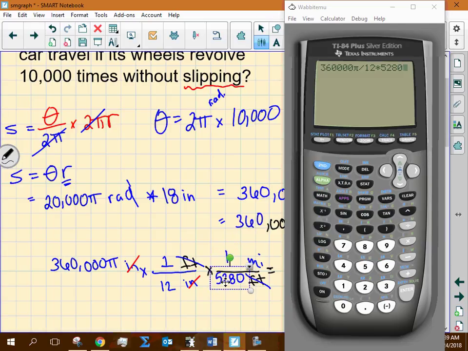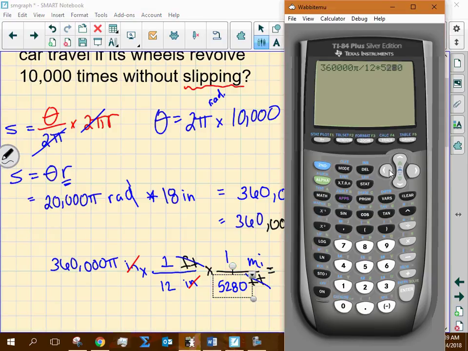And we don't want that. We want it to stay in the denominator. So what do I need to do? Make sure if you've got a product in the numerator or a product in the denominator that they get isolated in their own set of parentheses. Now hit enter, and 17.8 miles is our answer.